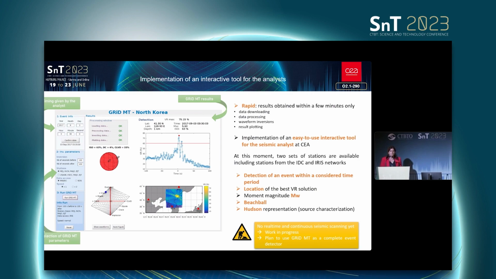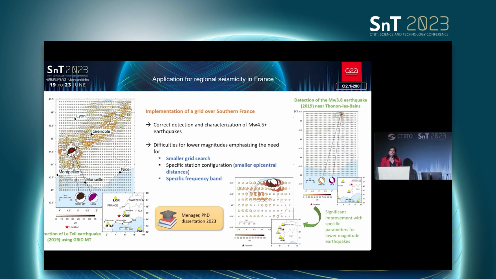The detection of an event, of a potential event, is given on the top. You also get the map view to have some understanding of the confidence you can have in the solution. We get a beach ball representation as well as the Hudson representation for the source characterization. And that's something that we want to move to real-time processing, but it's not done yet.